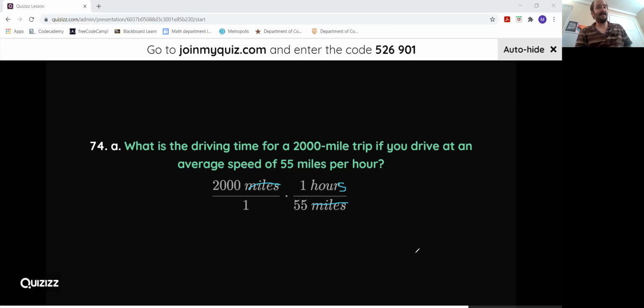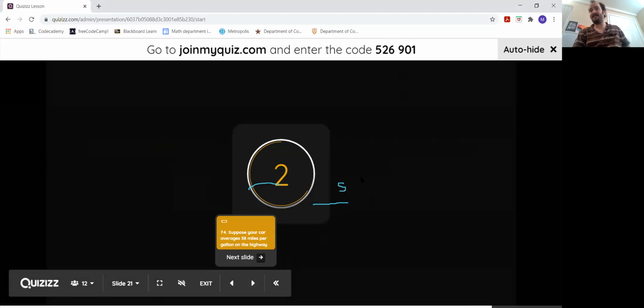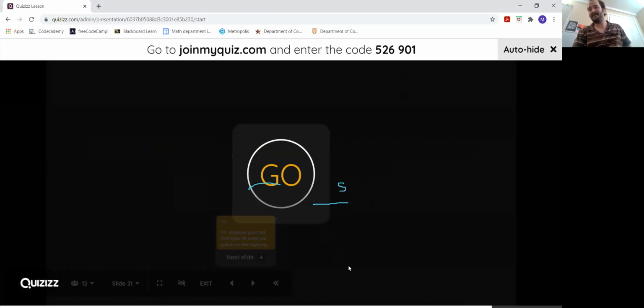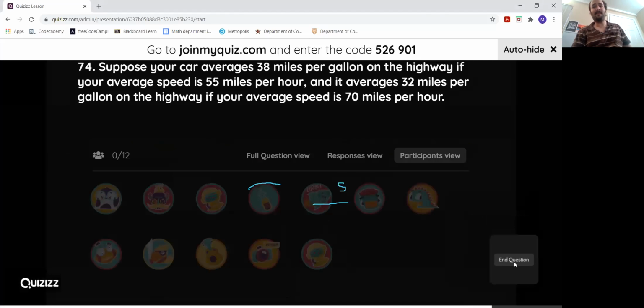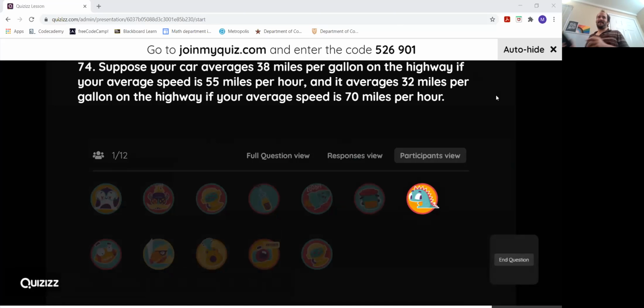Now, hopefully we're all getting this next one correct. How long is it going to take traveling 70 miles per hour? It should look really similar to that thing we just did. And I should probably clear my drawing. There we go. Not too quick now. Don't forget your units.